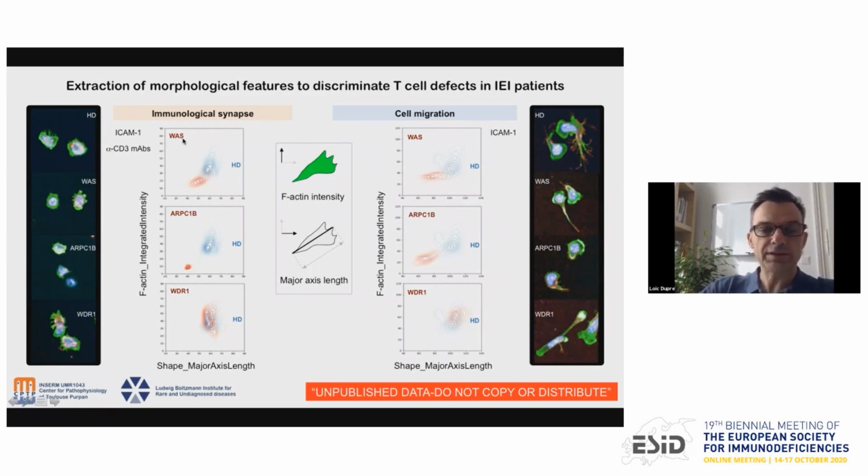When plotted one against the other, those 2 features help us understand what is happening in those patient cells. Again, I'd like to stress that this is across thousands of cells. What we see is that the Wiskott-Aldrich syndrome T cells have less actin and are shorter. This defect is much more pronounced in the ARPC1B deficient T cells.